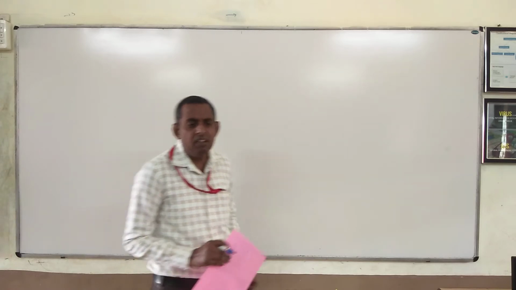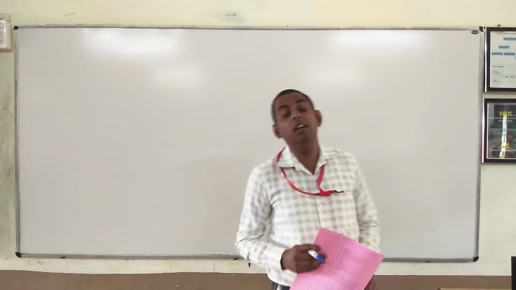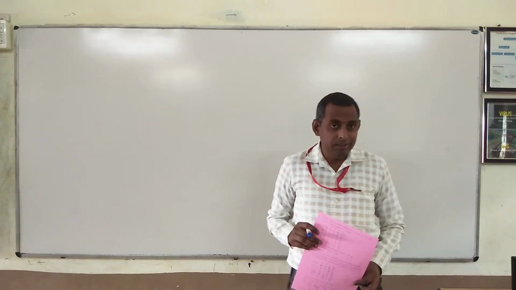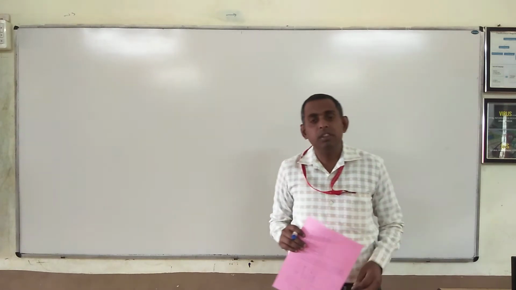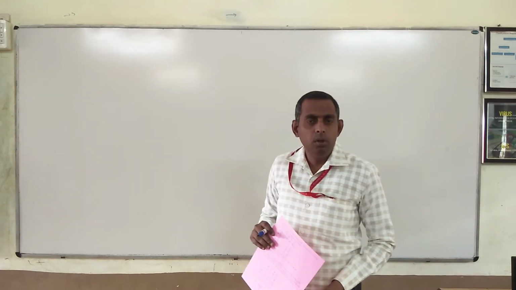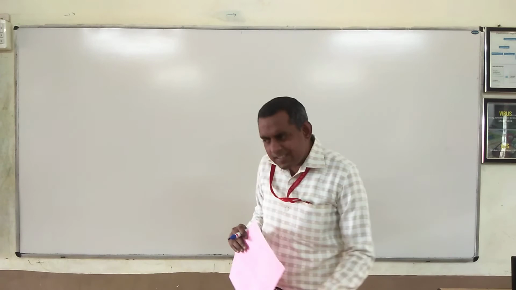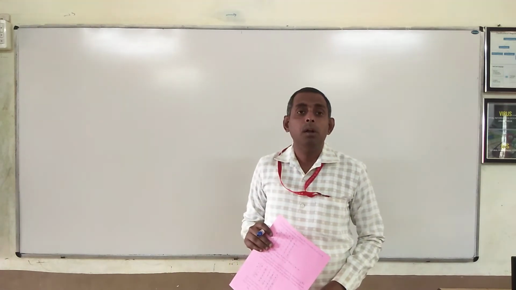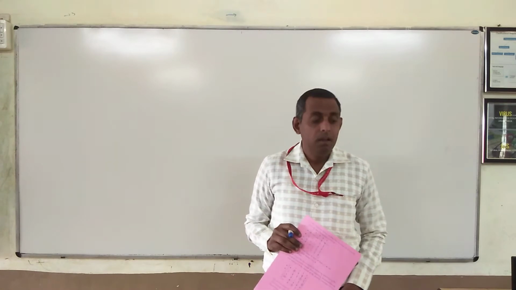So in the previous class we have studied the algorithm, that is the Hungarian method algorithm. There are 9 steps in the Hungarian method algorithm. So in this session we are going to solve problems, that is assignment problems, by using the Hungarian method.